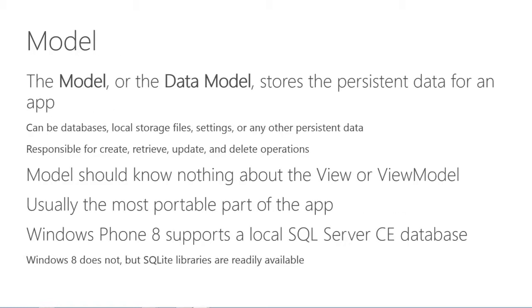So the first part is the model. The model, sometimes called the data model, is where you persist your data. That's where your data is saved, in your database or in local storage. It can be a database, local storage, settings, any sort of persistence mechanism. It's responsible for your CRUD operations, your create, retrieve, update, and delete operations on that data. The model should know nothing about the view or the view model. It should be completely independent and only handle the data. By keeping it separate, it will be much more maintainable and usable as a result.